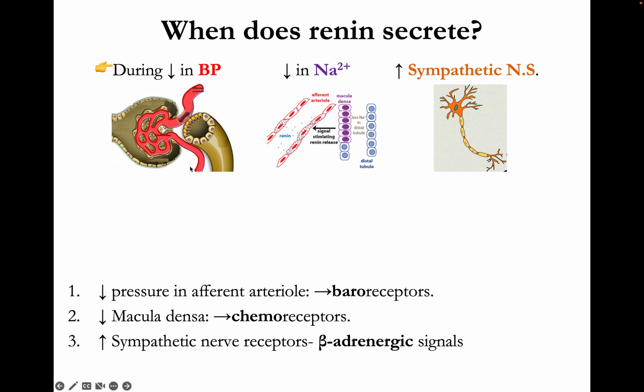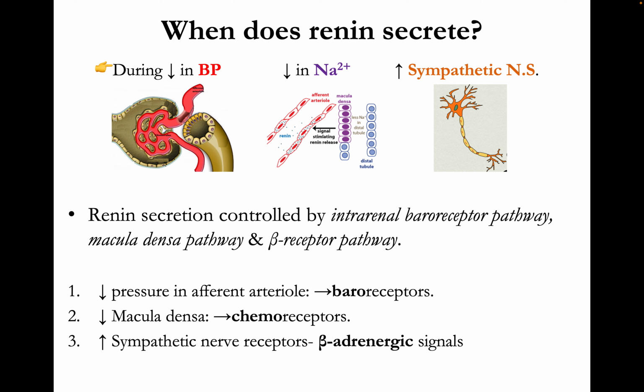For example, during a fight or flight situation, if you wanted to run away from a situation or if you have to fight, you need to supply a lot of blood to the brain and skeletal muscles, and also have to supply blood to the heart. That's the reason you need higher blood pressure. Therefore, sympathetic activation, beta adrenergic signals, will increase the secretion of renin. Okay, three points to remember from this slide.